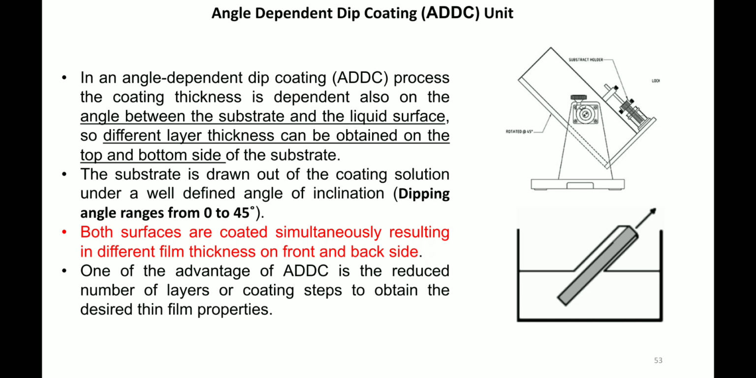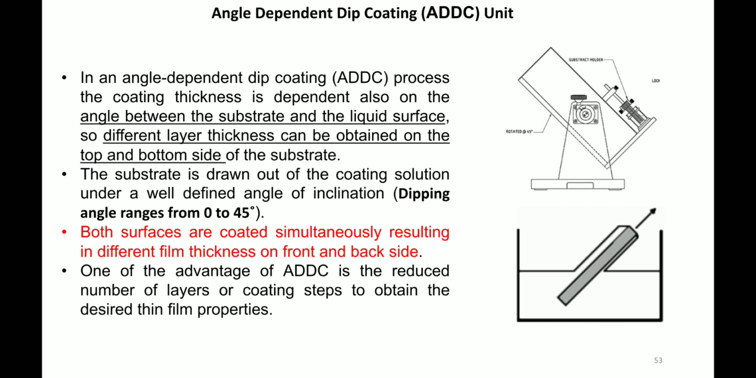So in an angle dependent dip coating process, the coating thickness is dependent on the angle between the substrate and the liquid surface. You can remember this from our first type, where we discussed wet flow coating. There is also a relation of angle with the thickness, and the same relation follows here. So different layer thickness can be obtained on the top and bottom side of the substrate. You can see this in the right hand side schematic image.